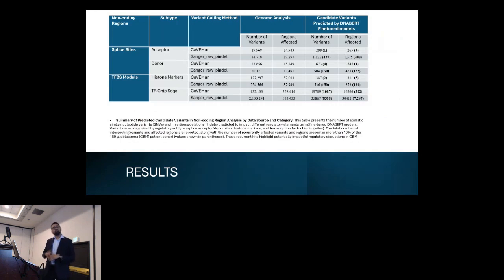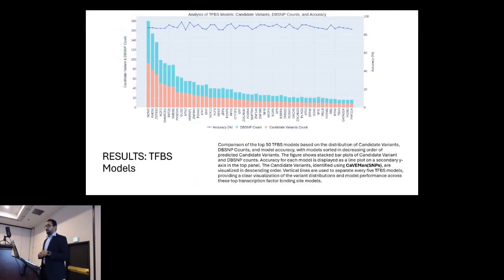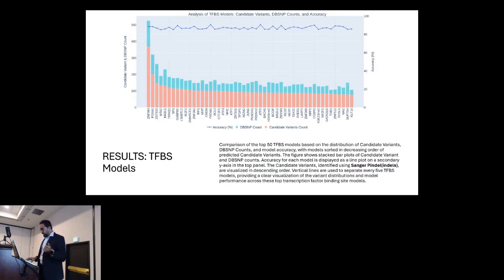This shows how many candidate variants we found based on different splice site models and TF-based models. Once we get the candidate variants, we checked and associated them with known databases, so we also associated the dbSNP database here. This plot is only for the SNPs, the substitution variants, where you can see the no model actually finds the most candidate variants, which are associated with most of the dbSNP entries. This is the same for the indel variants.